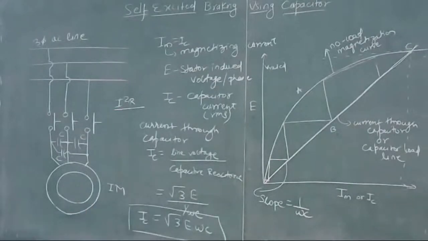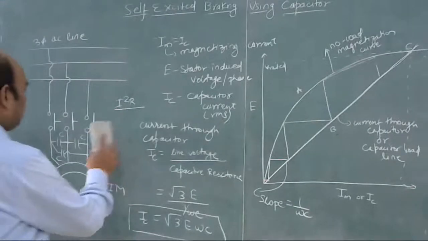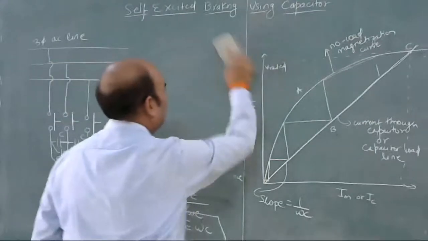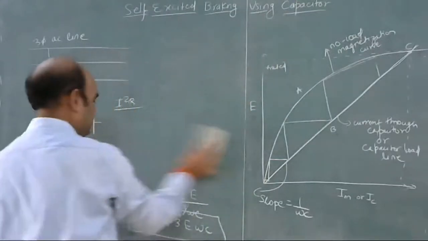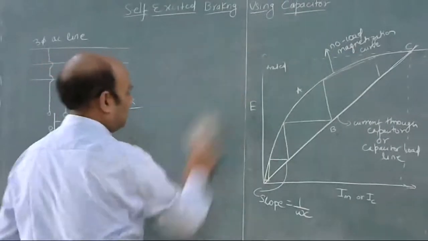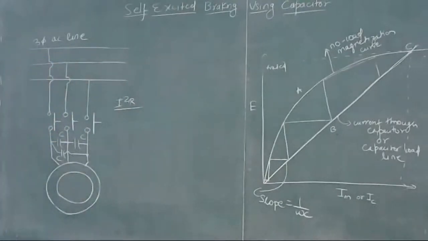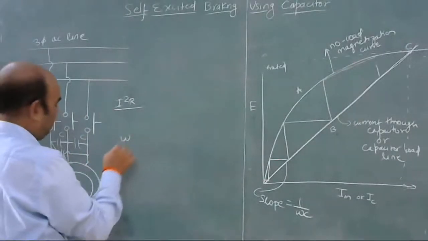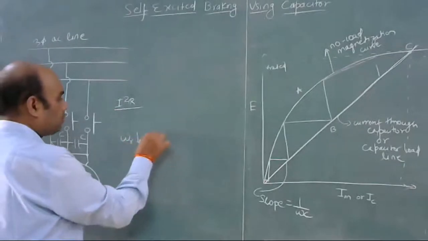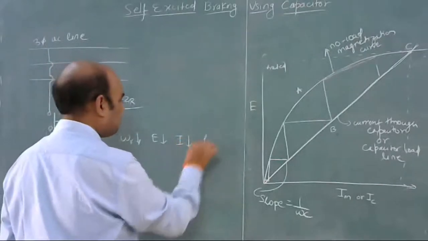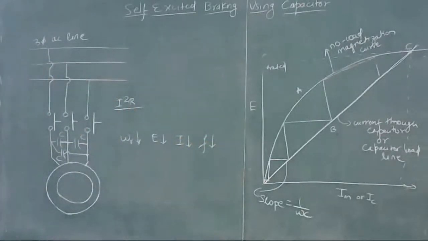So speed is decreasing, so EMF also decreases, and current also decreases, and frequency also decreases. Due to braking, there will be a decrease in speed. If speed decreases, omega r decreases, so induced voltage also decreases, induced current will also decrease, and frequency will also decrease.